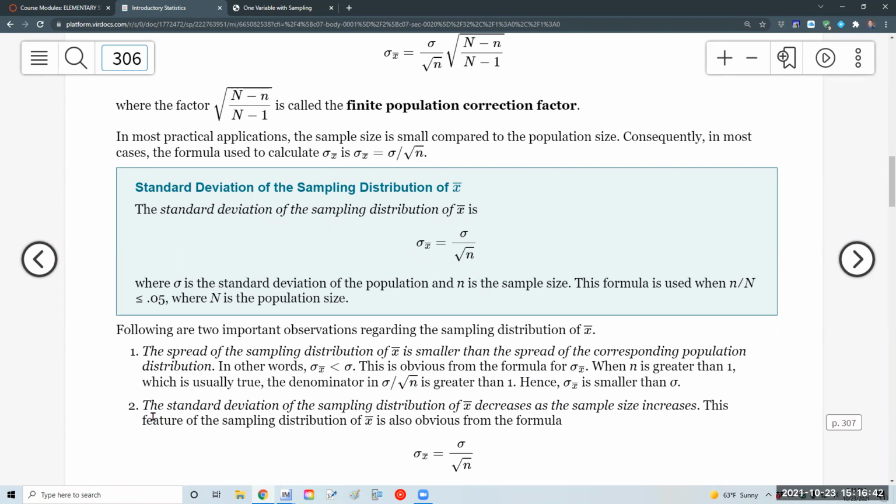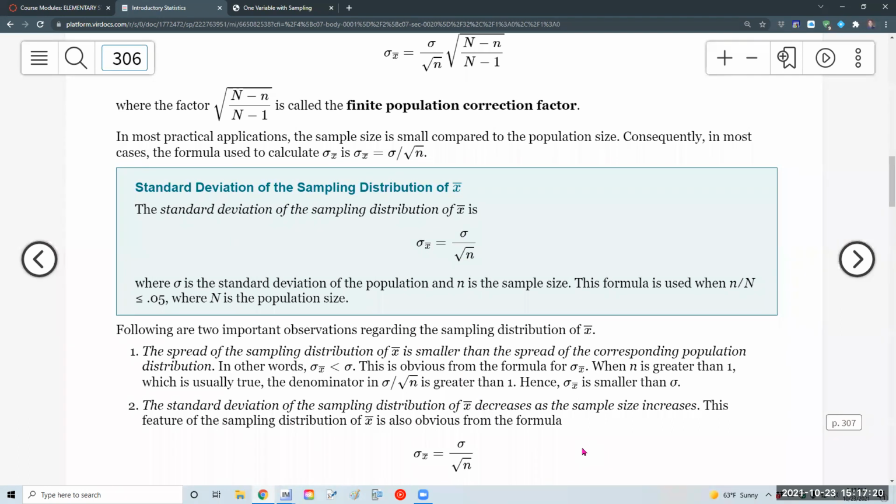So in other words, if you increase the value of n, this number will decrease, because as soon as this denominator starts blowing up and getting large, you're taking the overall weight, which in this case is the population standard deviation, and dividing it by increasingly larger chunks. So the standard deviation of the sampling distribution of x bar decreases as the sample size increases. This feature of the sampling distribution of x bar is also obvious from the formula.